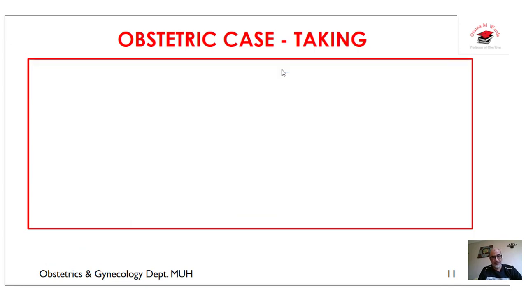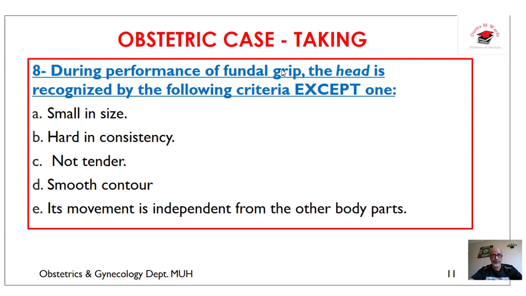The answer is B. During the performance of fundal grip, the head is recognized by the following criteria, except small in size, hard in consistency, not tender, smooth in contour. Its movement is independent from the other body parts. The sentence E is called the head ballottement, and the correct answer is C. The head is tender on palpation. The breech is not tender on palpation. The answer is C.